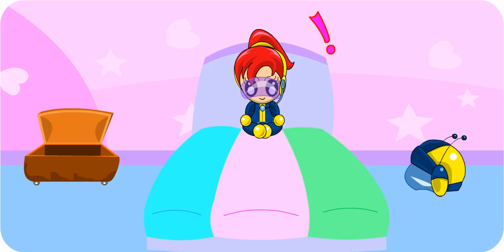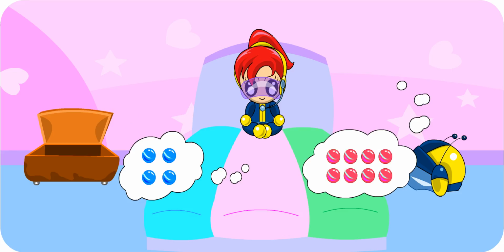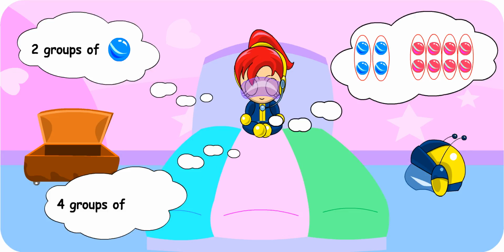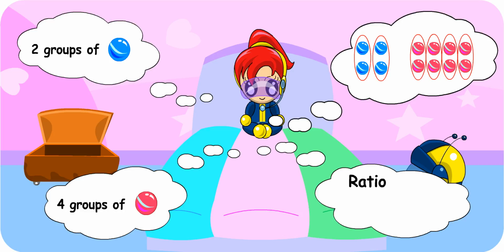Turbo Girl, look at these balls. How many groups of blue balls and red balls can you see? There are 2 groups of blue balls and 4 groups of red balls. So we say that the ratio of blue balls to red balls is 2 to 4. 2 to 4 means 2 units of blue balls to 4 units of red balls.